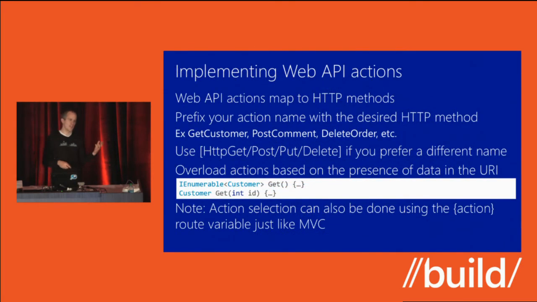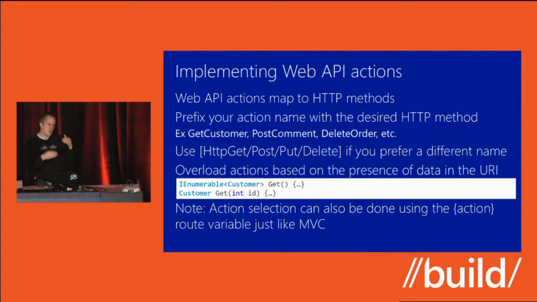Well, like I said when I was showing you the code, Web API actions map to HTTP methods. You prefix your action name with the HTTP method that you want to handle. Like GetCustomer would be a GET request. PostComment would be a POST request. DeleteOrders would be a DELETE request. You can override that naming convention if you'd like using the attributes, the HttpGet, Post, Put, Delete family of attributes.